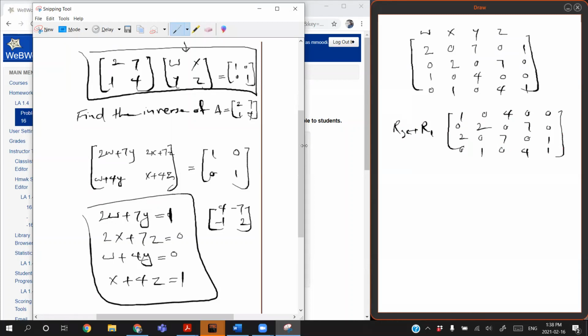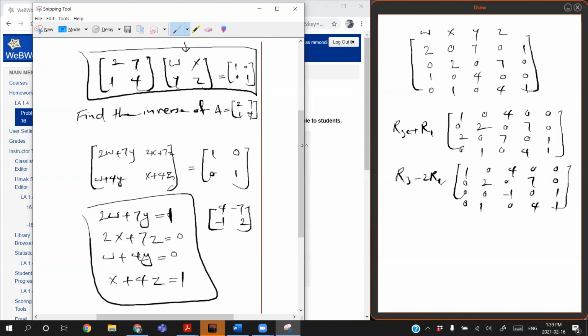Then I'm going to do row 3 minus 2 row 1. 1, 0, 4, 0, 0, 0, 2, 0, 7, 0, 0, 0. Negative 2 times this added to this, negative 1, 0, 1, 0, 1, 0, 4, 1.